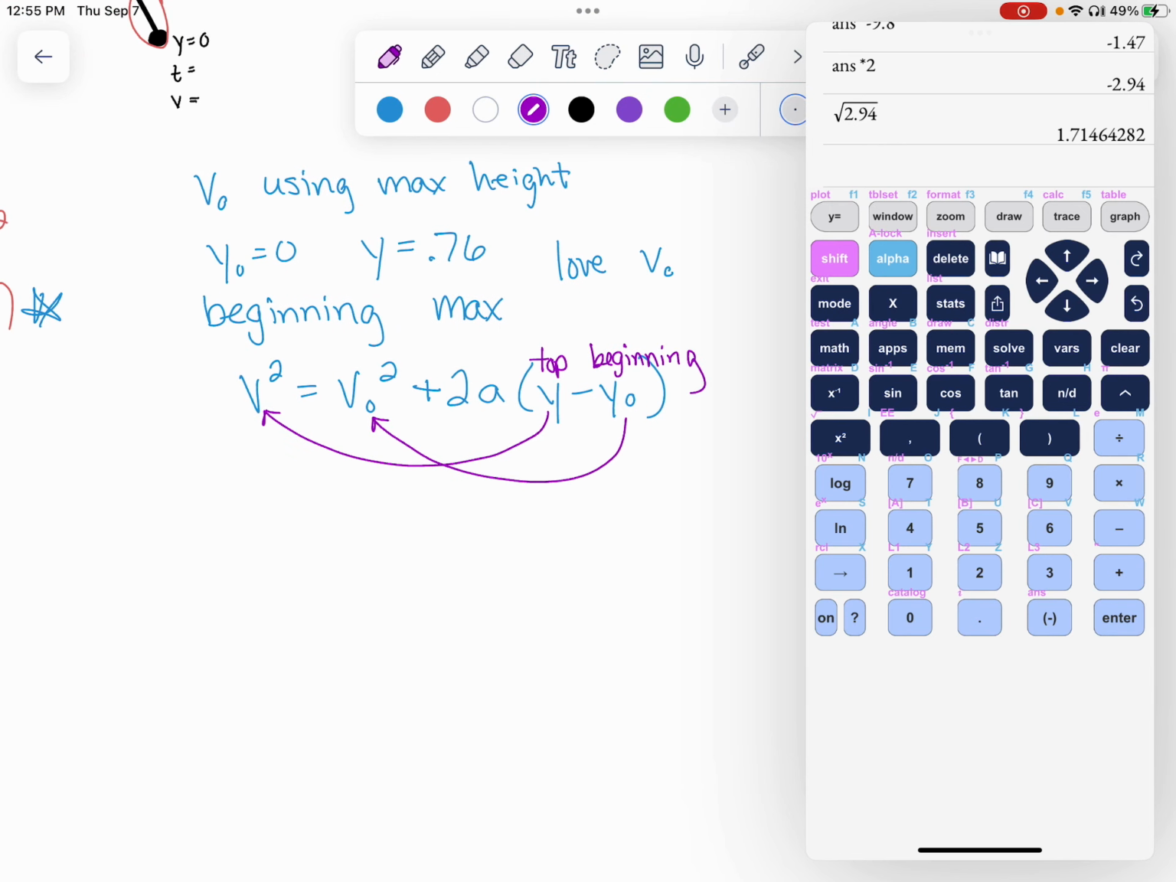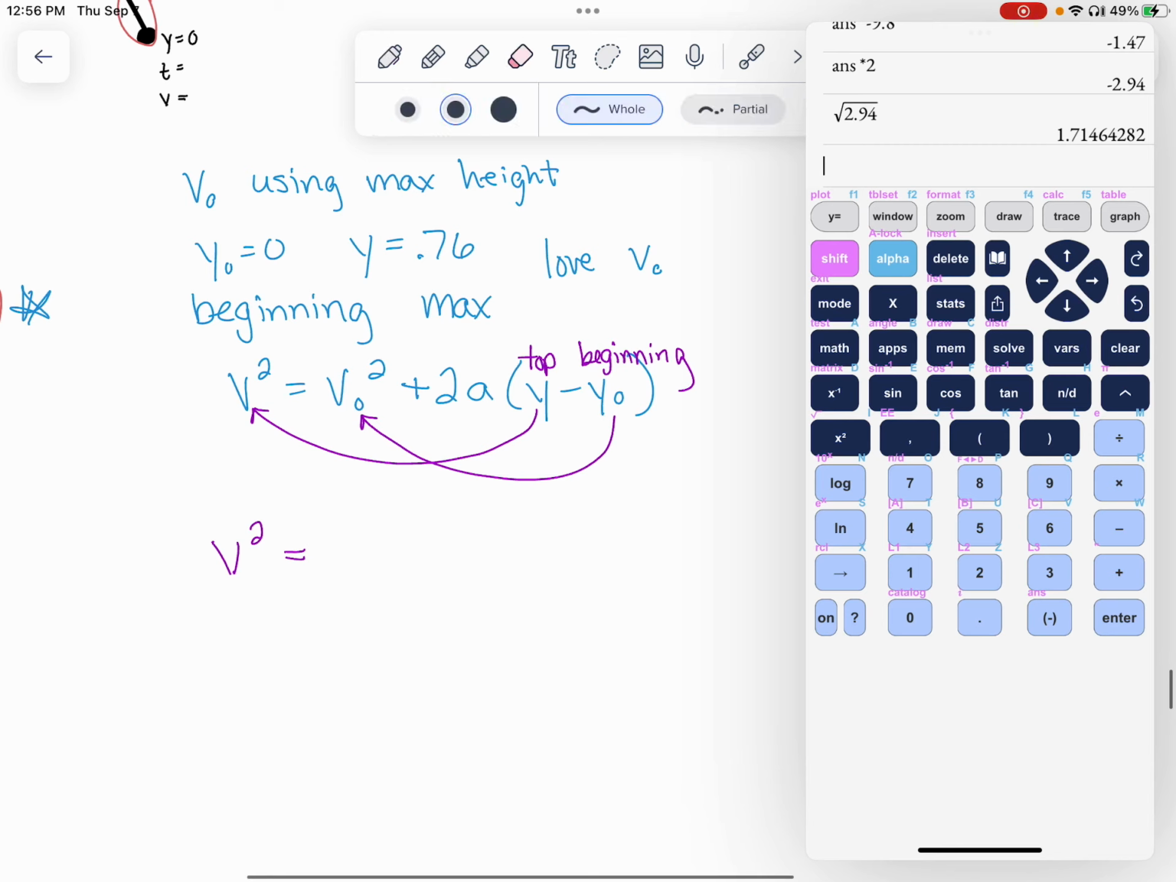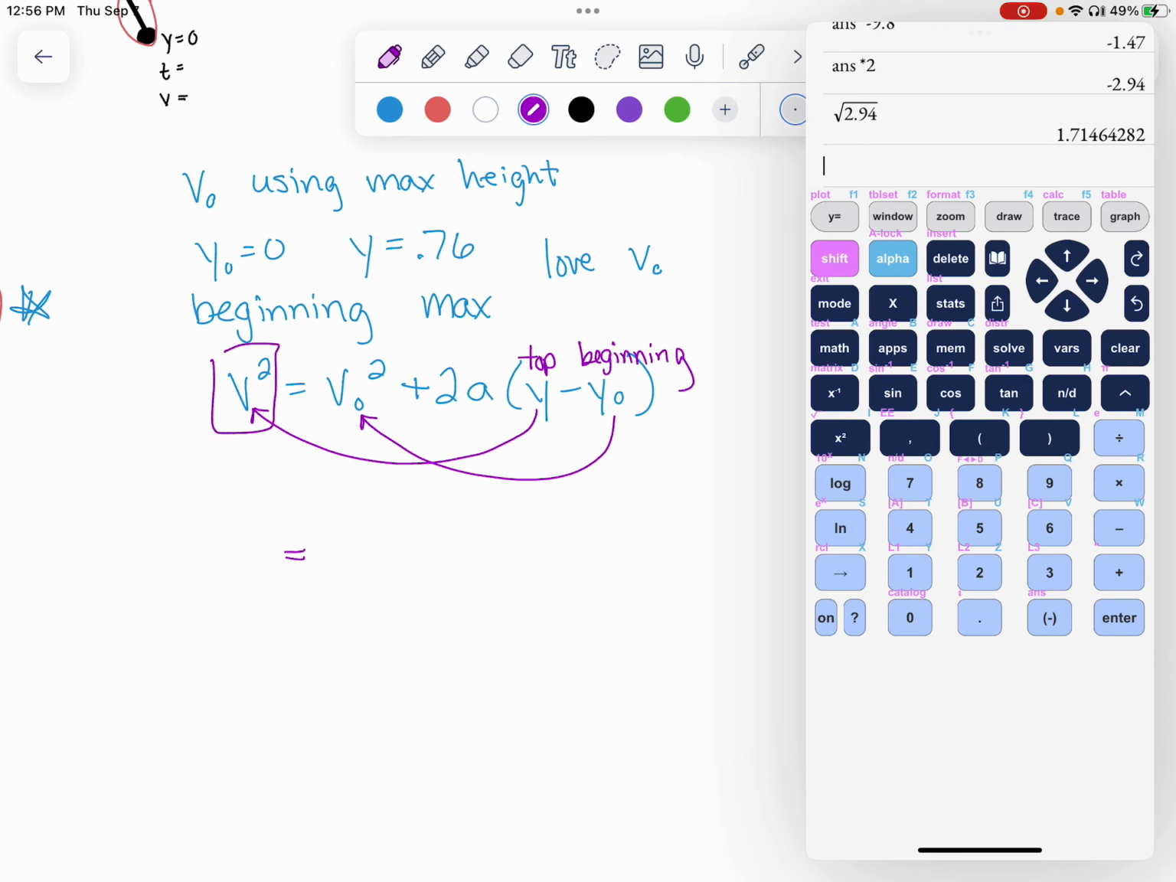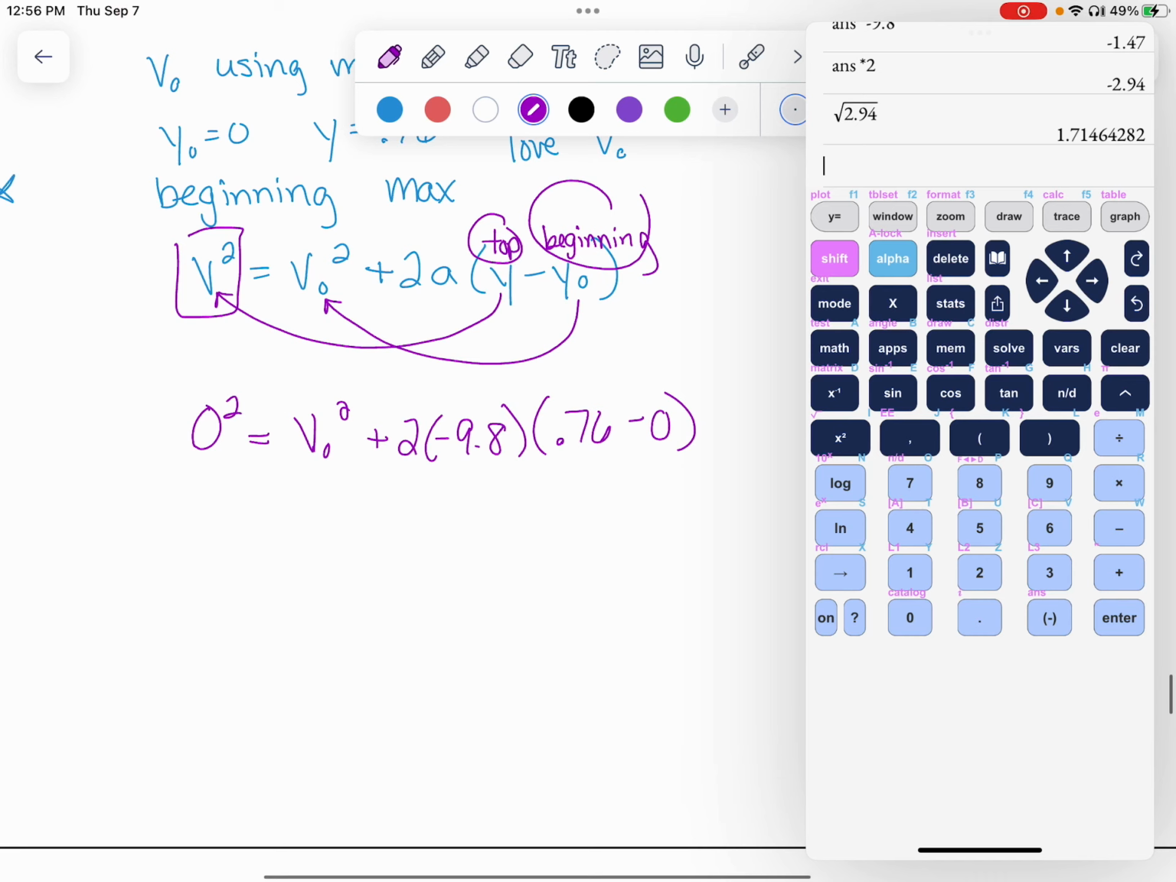I had to rewind my video because I did top minus beginning wrong. Okay, so it's v squared equals... okay, rewind. So this v squared is the velocity at the top, so 0 squared. This velocity squared is unknown because it's at the beginning. 2 times negative 9.8 for my acceleration. My top is 0.76. My beginning is 0. I had to redo my video because I made the beginning 0.61.